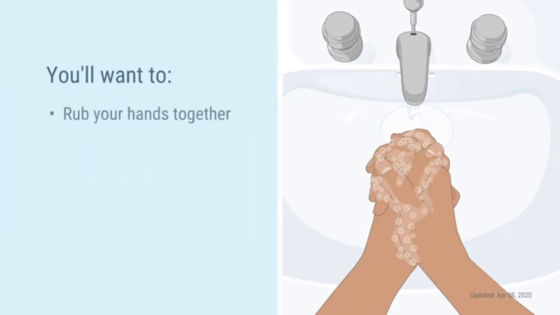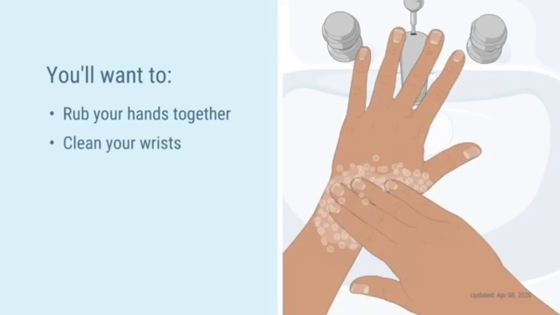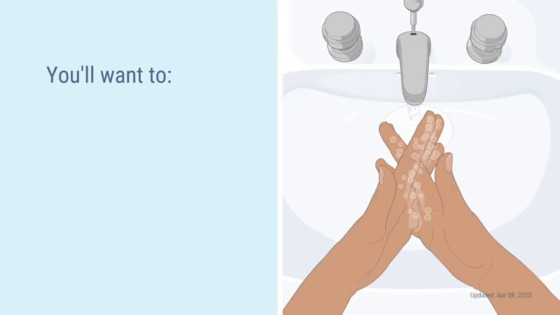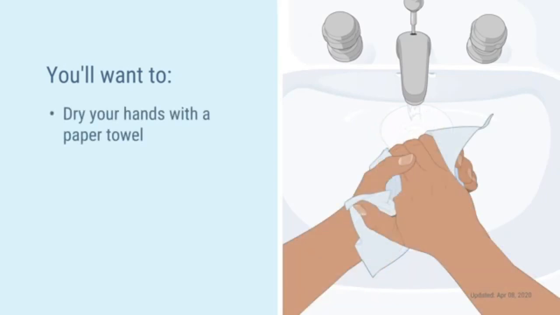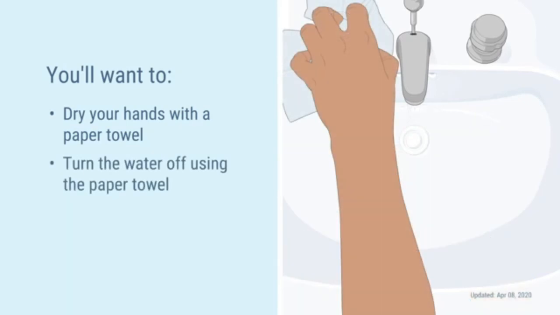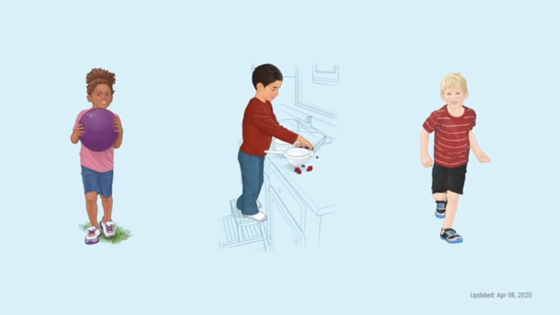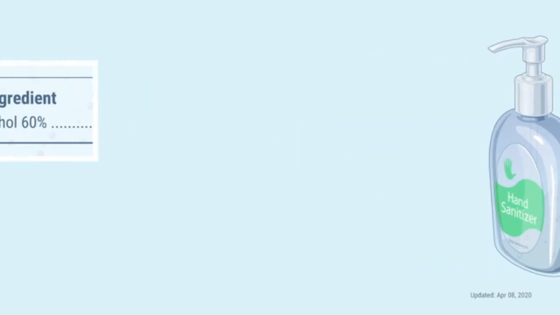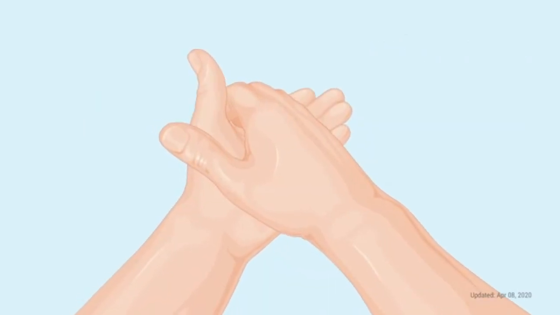You'll want to rub your hands together, clean your wrists, fingernails, in between your fingers, and dry your hands with a paper towel you can throw away. Lastly, turn the water off using the paper towel instead of your hand. Now, if you have kids in your household, make sure they're washing their hands this way too. If you aren't around soap and water, use hand sanitizer that is at least 60% alcohol. Make sure to rub it in until it's dry.